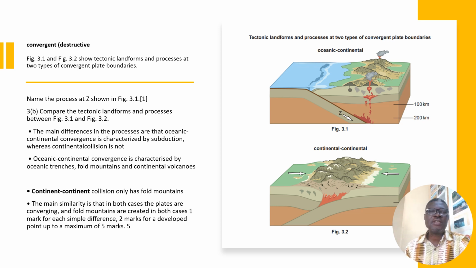At the convergent plate boundaries, what is happening there? We have been given 2 different boundaries. What boundary is this? Destructive boundaries. This is between what and what? Oceanic plate and continental plate. You can go further to give the specific names of the plates.